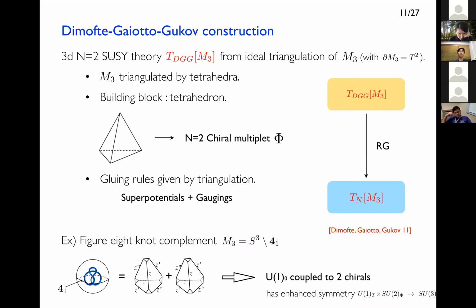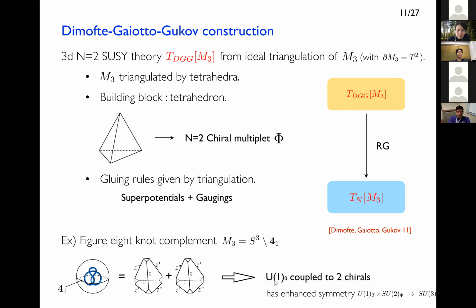One of the simplest non-trivial examples is the theory of the figure-eight knot complement. This is a three-manifold constructed from a three-sphere with a torus boundary along the figure-eight knot, labeled 4_1. This three-manifold can be minimally triangulated into two tetrahedra. By the DGG construction, the corresponding 3D theory has two N=2 chiral multiplets, and they are glued together by gauging the diagonal U(1) symmetry with a Chern-Simons coupling.